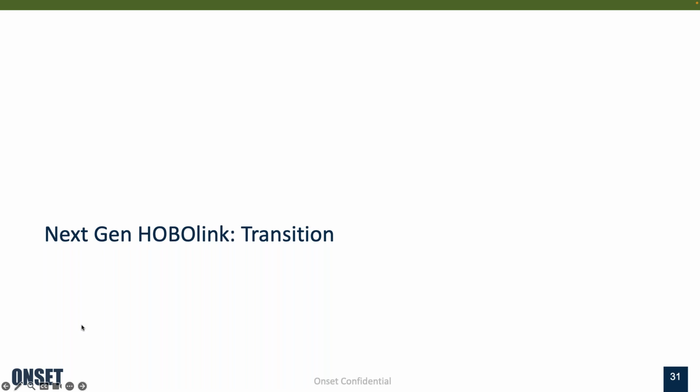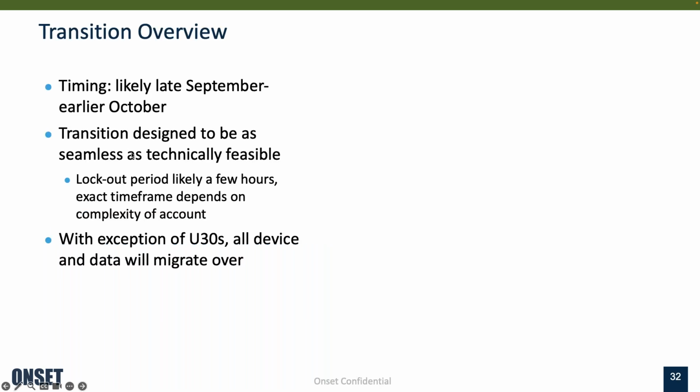So that's an overview of all of the new and improved features of HOBOlink. Now let's talk about how we get from the current version of HOBOlink to the new version of HOBOlink. So everyone always asks the timing question. Right now we're timing for launching the new HOBOlink experience and kicking off the migration process. It's looking like late September to early October. That's really dependent on hitting some internal targets and finishing up a few features. So please watch out for your email. We will send announcements about this, just as we did for the announcement about this webinar.